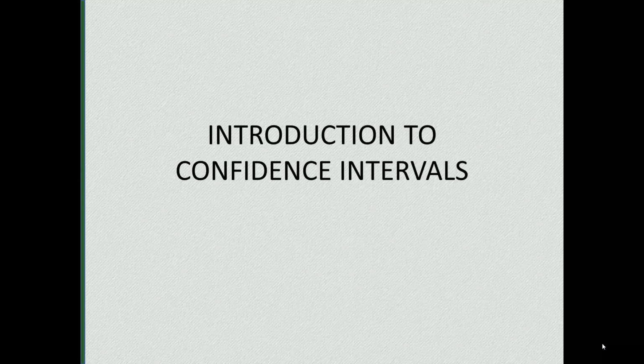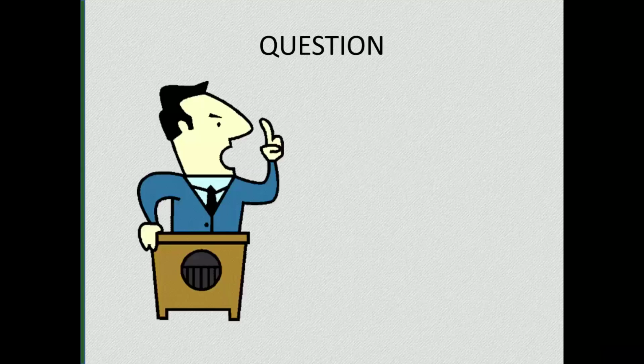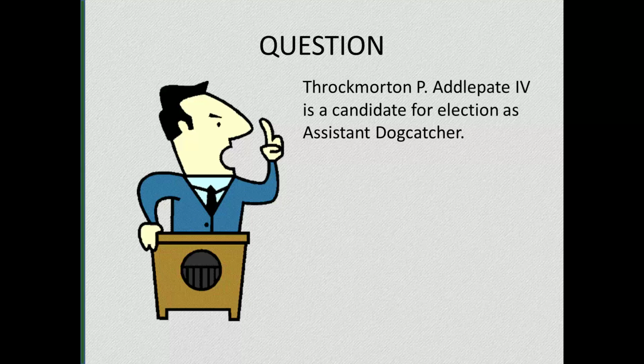This module introduces an important tool in the analysis of data from experiments, namely the confidence interval. We'll begin with an example. This is Throckmorton P. Adelpate IV. He's a politician. He's running for political office. In particular, he's trying to get elected assistant dog catcher.